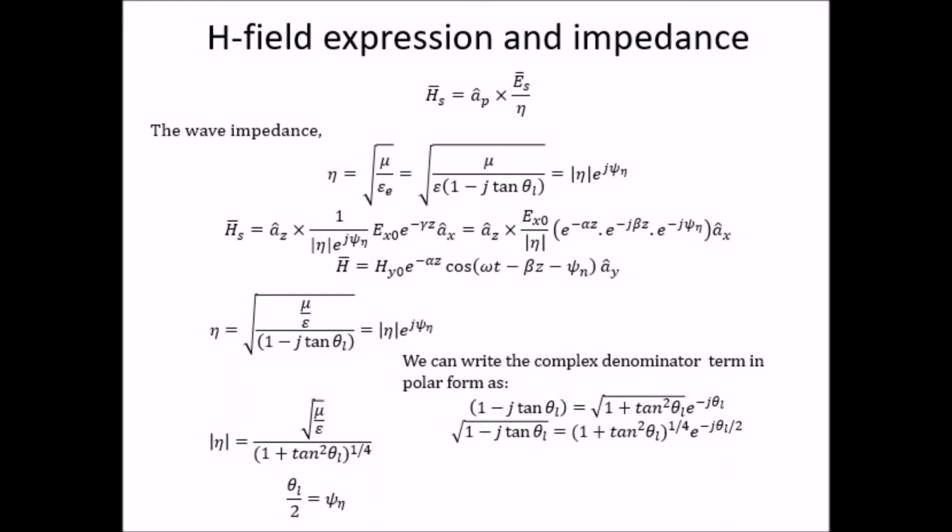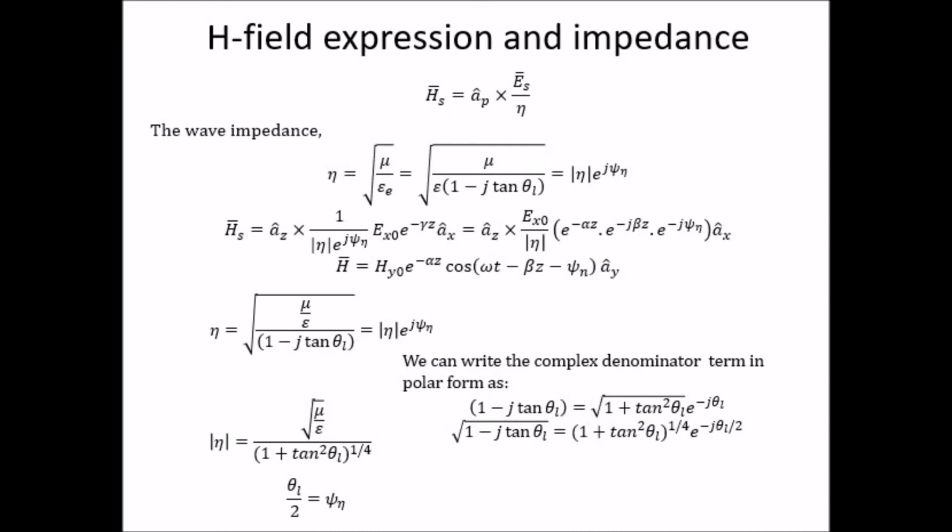Now we can write a_z cross a_x is a_y, that is the direction for the magnetic field, and the amplitude of this magnetic field, E_x0 over the magnitude of eta, we write as H_y0, that is the amplitude of the magnetic field, and the attenuation factor e to the power negative alpha z, and the propagating wave-like cosine factor, that is cosine of omega t minus beta z minus psi_eta.